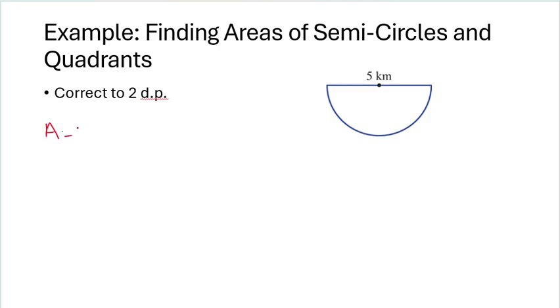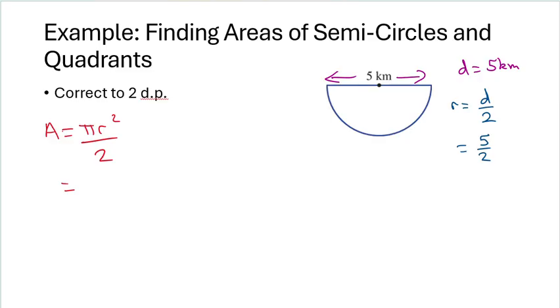This becomes A equals pi r squared over 2. And you've got to be careful here. This 5 kilometers actually represents the whole way across. So in this case, what we're actually given is the diameter. Because our formula requires radius, in order to find the radius, you need to do diameter divided by 2. So that would be 5 over 2 in this case, which is the same thing as 2.5.